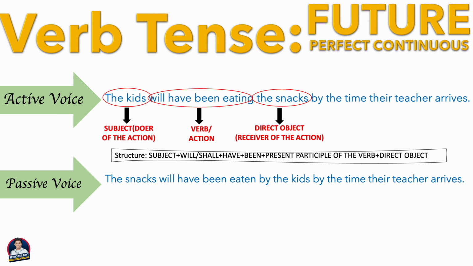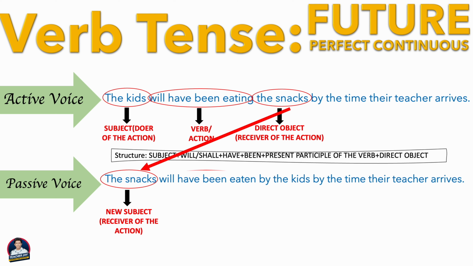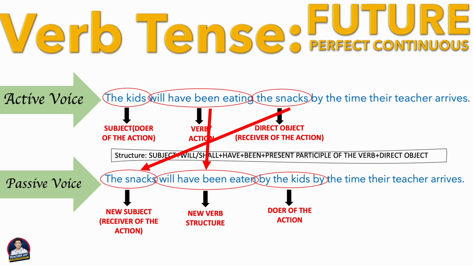So this becomes, the snacks will have been eaten by the kids by the time their teacher arrives. In this example, we have a new subject, which is the snacks, whose role is only to receive the action, which is will have been eaten. And this is a new verb structure, from will have been eating to will have been eaten, by the kids, which is our doer of the action, or the one performing the action. Or you can also say, by the time their teacher arrives, the snacks will have been eaten by the kids.